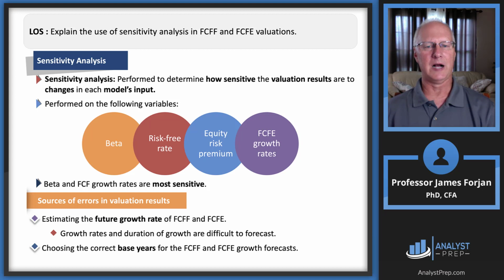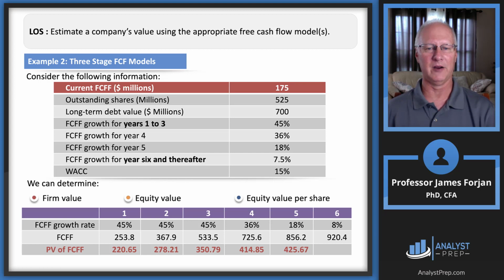Look in the orange box there. This is probably a good question. Sources of error in valuations. Growth rates and the duration of growth are difficult to forecast. So let me go back here, right? Just take this quick example. So we have 3 years of 45, 1 year of 36, 1 year of 18. So how do we know those are right?